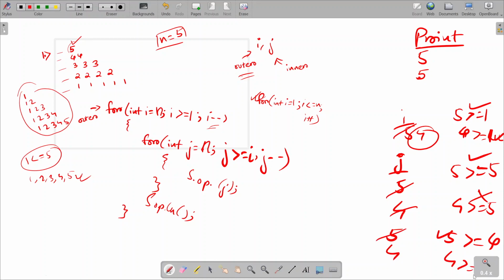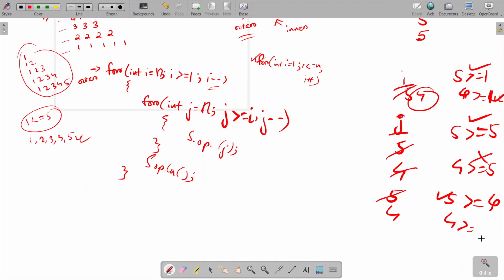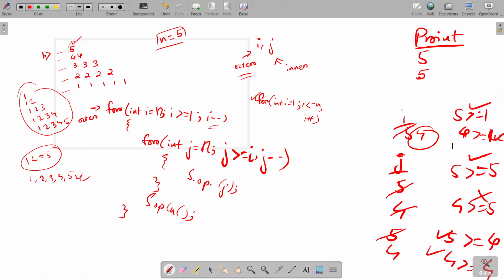So what will be the condition now? 4 greater than equal to 4. Yes, 4 is greater than equal to 4. So the condition is getting satisfied and it's entering the loop and printing j again. J is now 4. See, there is an error. Why error? The first line was 5, it was fine, but the second line was supposed to be 4 4, but now it is becoming 5 4. So there is an error.